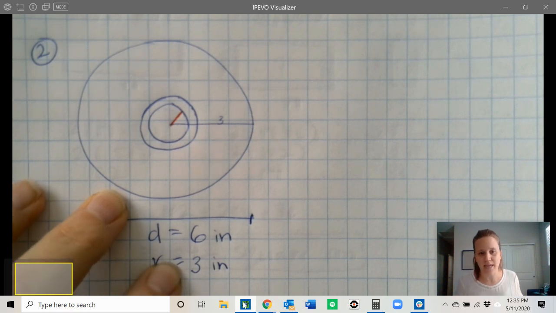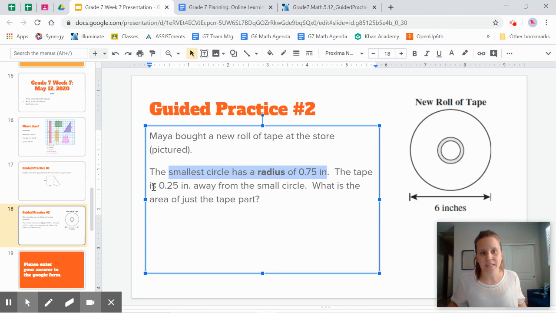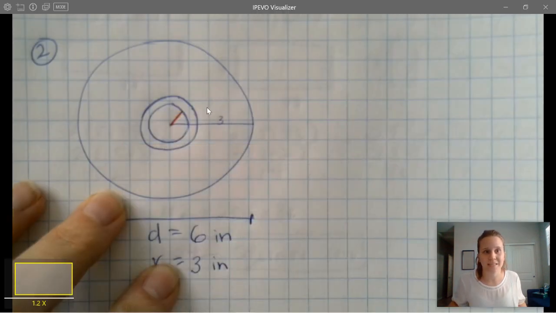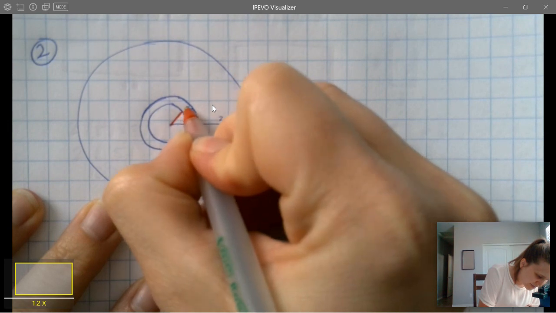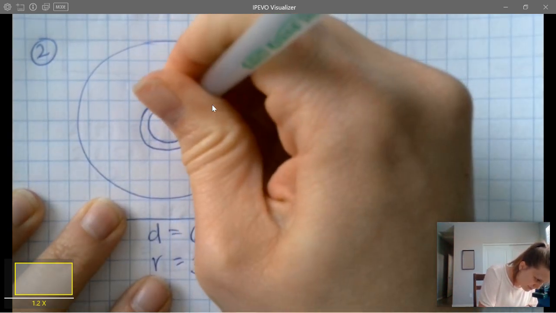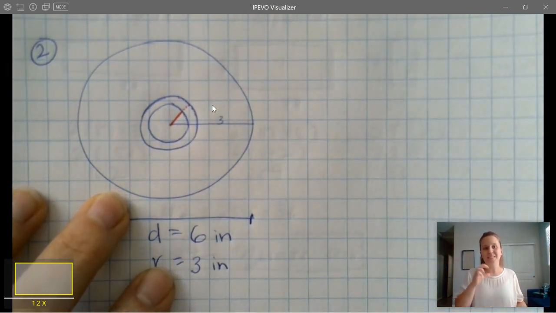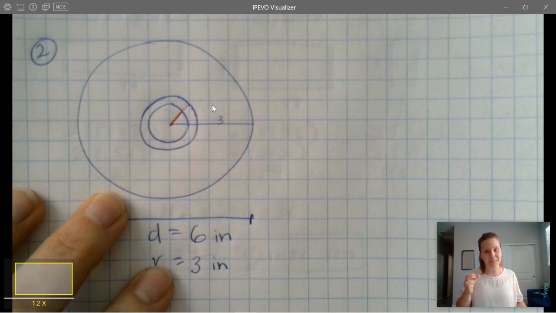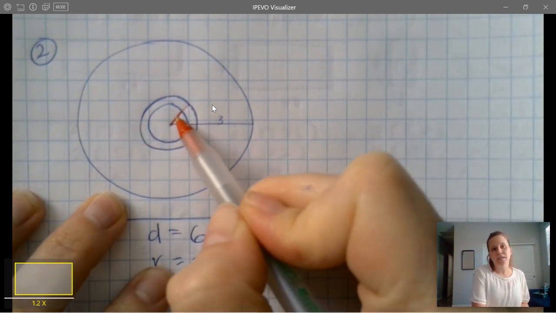Okay, I'm not going to label that yet because there's a little more detail. The tape is 0.25 inches away from the small circle. So this section right here, I'm going to do a dotted line, is 0.25. So together, those two measurements make up the radius of everything that's not the tape.